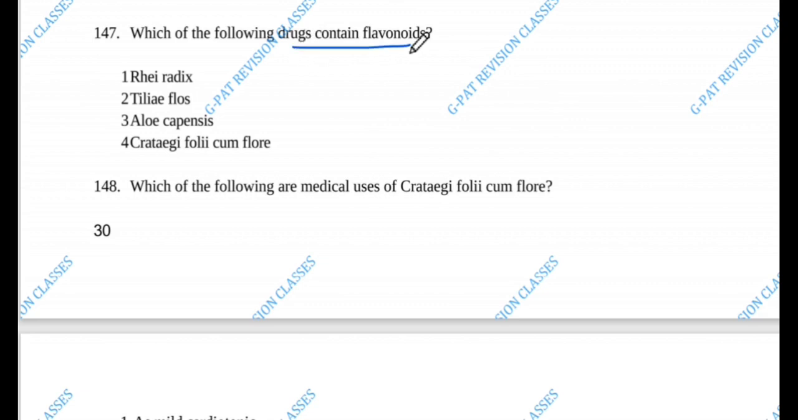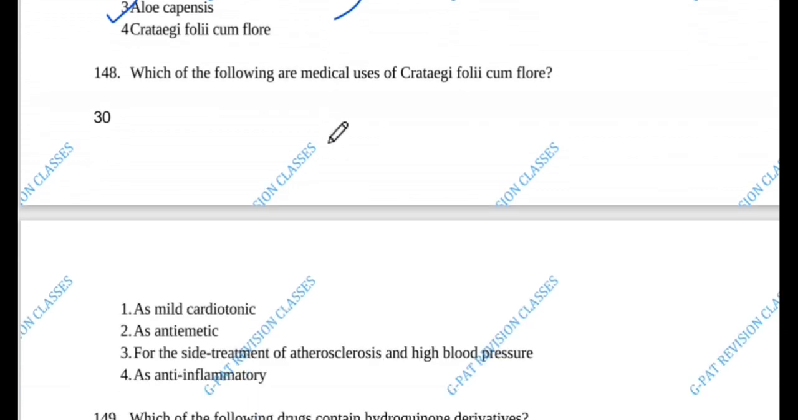Next is question number 147. Which of the following drugs contains flavonoids? The answer is 3, Aloe capensis. The answer is 3.